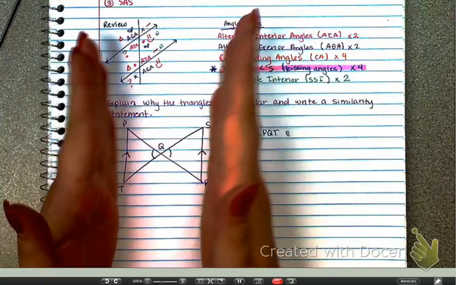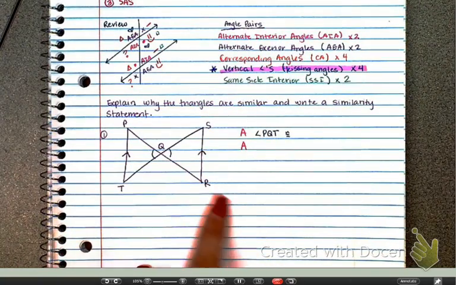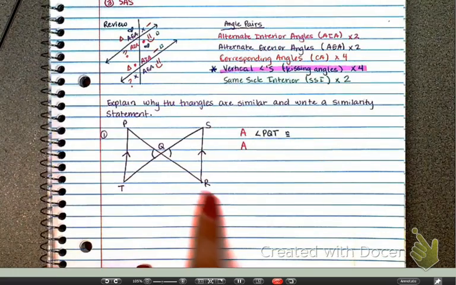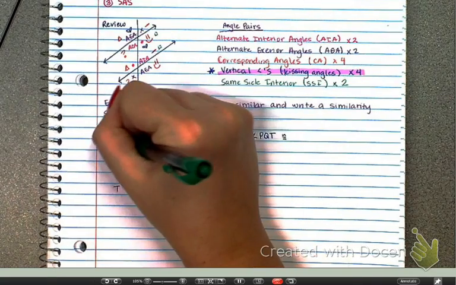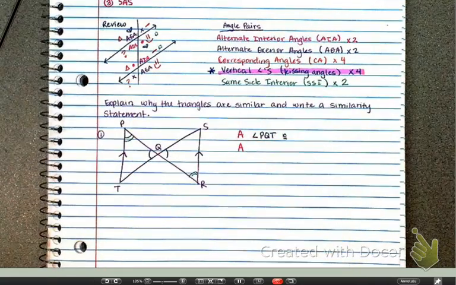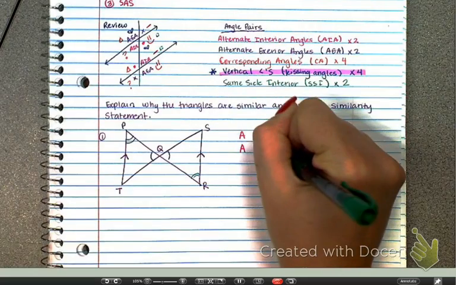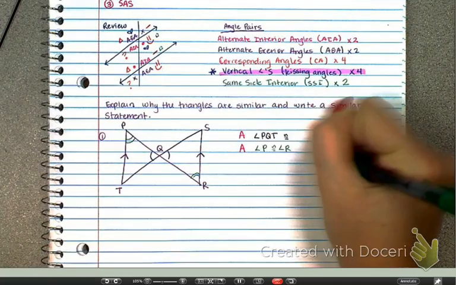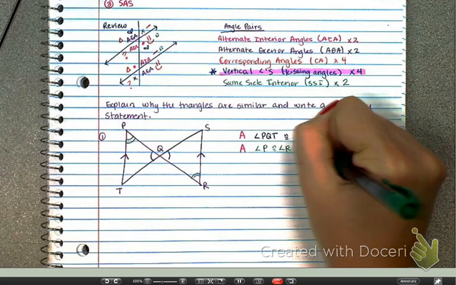So if you have 2 parallel sides cut by a transversal, they're alternate interior angles. What 2 angles are alternate interior angles? P and R. And S and T, absolutely. But we only need 1, right? So angle P is congruent to angle R because they are alternate interior angles.